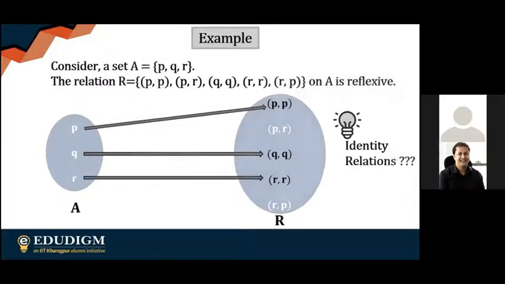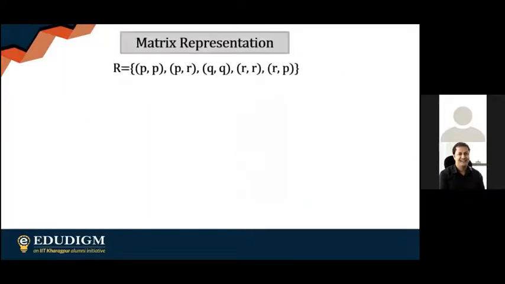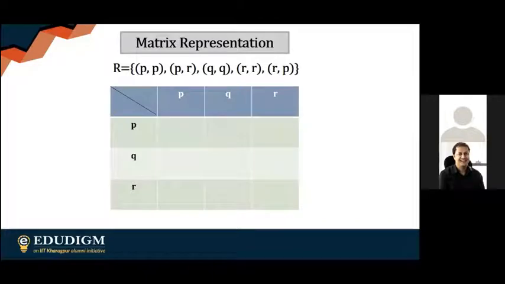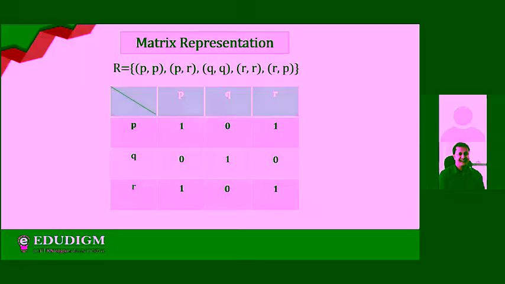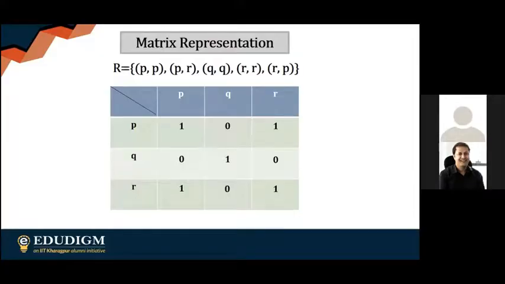In this particular slide, I'm going to talk to you about the matrix representation of a relation. Now here you can clearly see the ordered pairs. Based on the presence of these ordered pairs, I'm going to form a matrix. Clearly it's a 3 cross 3 matrix here because the original set had 3 elements. I'm going to fill up the entries on the basis of the presence of each and every ordered pair. So for example, if P comma P is present, I'm going to write this as 1. Otherwise, I'm going to write it as 0.